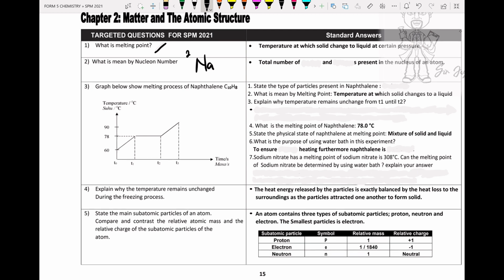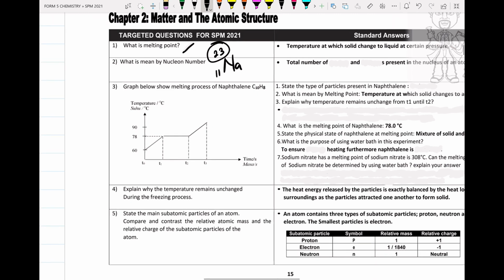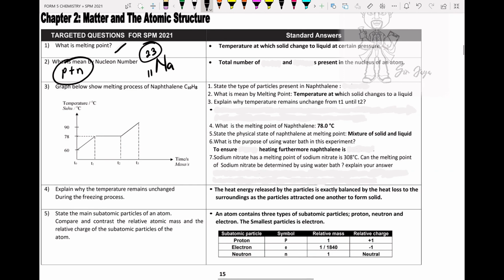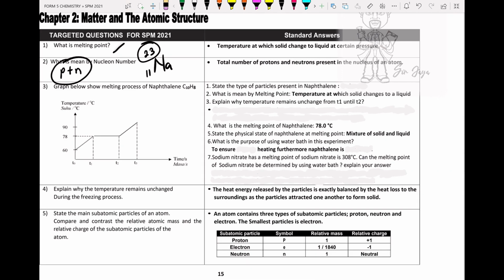When we have sodium-23, 11, this large number 23 stands for the nucleon number. Nucleon number stands for P plus N present in the nucleus of an atom, the total number of protons and neutrons present in the nucleus of an atom.